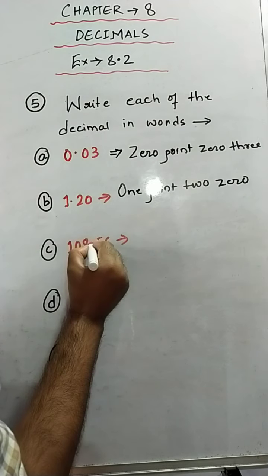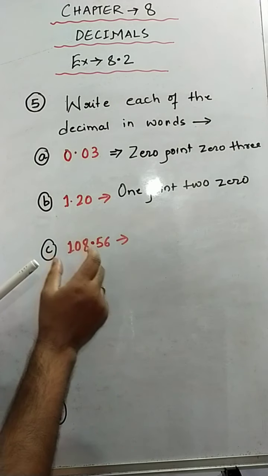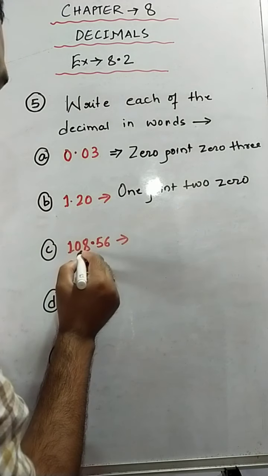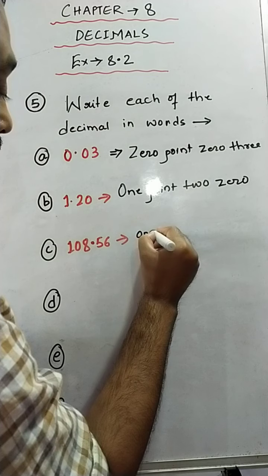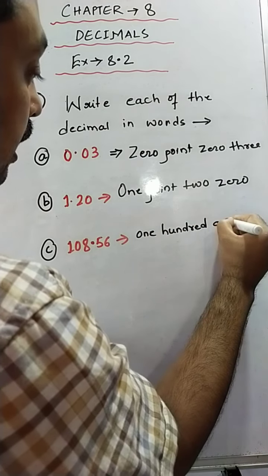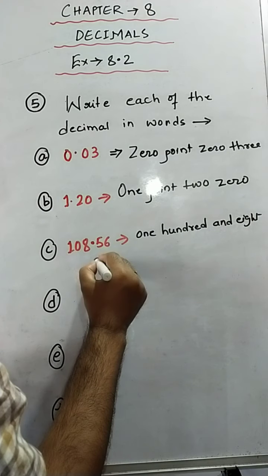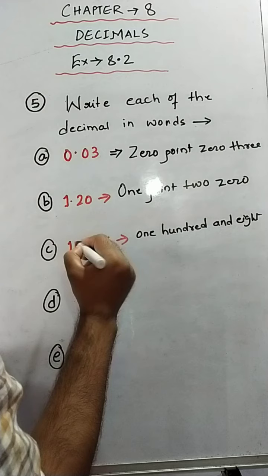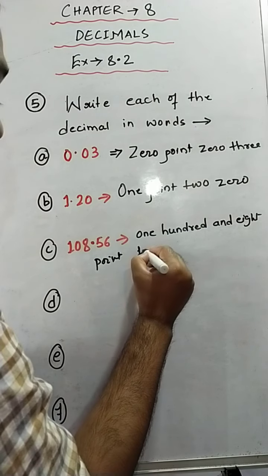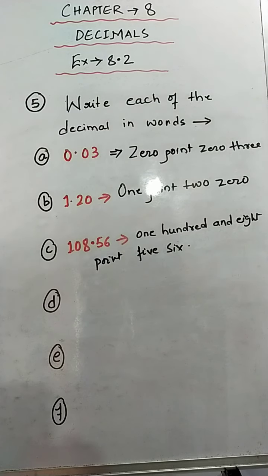So how to write this particular decimal form in word form? That is 108. You will write 108. Okay, 108. Then we'll write 0.56, not fifty-six, but 5, 6. Okay, now let's move on to the next one.